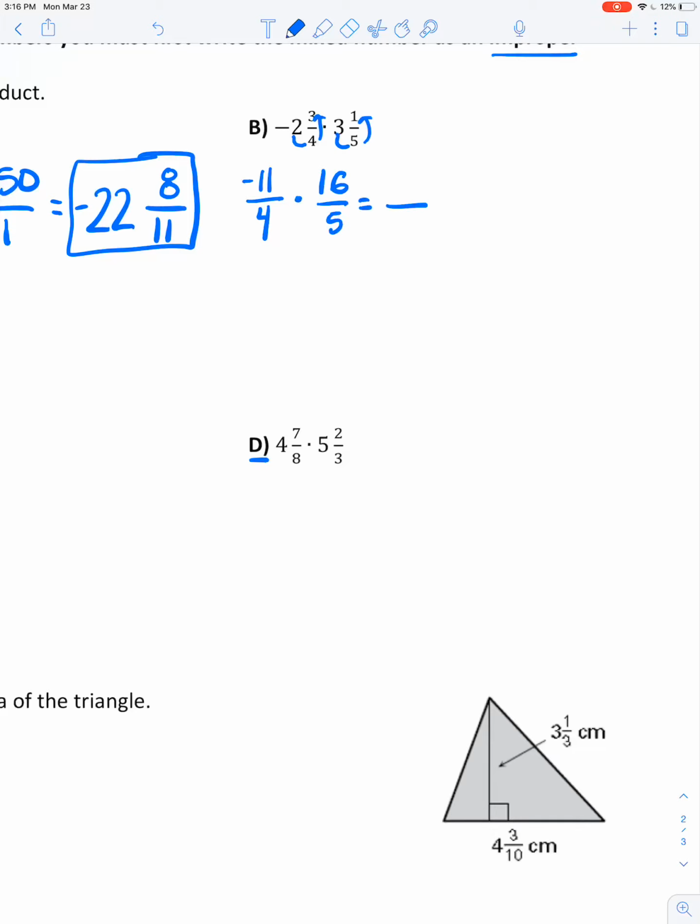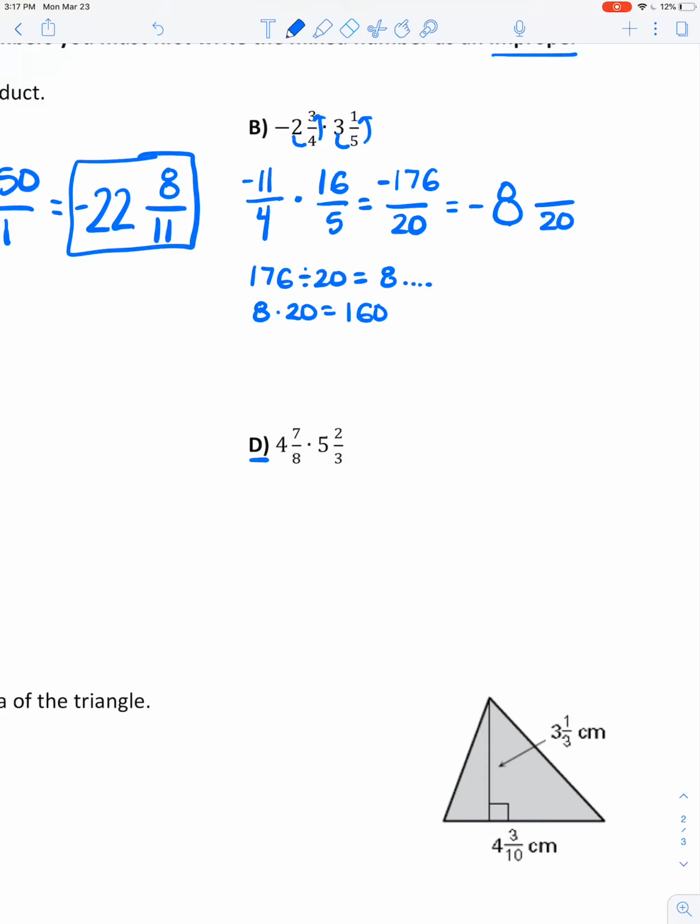Using a calculator, negative 11 times 16 is negative 176, and 4 times 5 is 20. Okay, 176 divided by 20, if I were to use my calculator, I'm going to get 8 point something something. So that tells me that my answer should be negative 8. And I know it's going to be some number over 20, but I'm not sure what, right? Well, I just take this 8 times 20 to figure that out. 8 times 20 is 160.